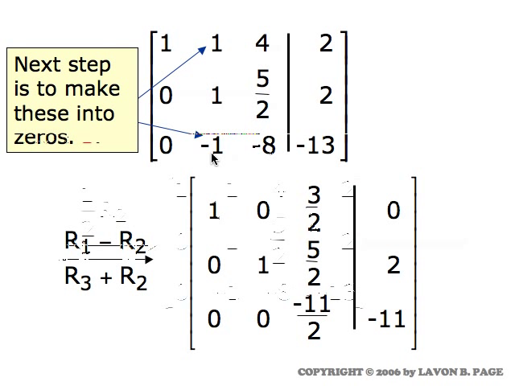This minus 1 we need to turn into a 0, and we do that by getting a new third row as row 3 plus row 2. When we come up here and do row 3 plus row 2, 0 and 0 is 0. Minus 1 and 1 is 0. Minus 8 and 5/2, that's minus 16/2 plus 5/2, which is minus 11/2. And minus 13 plus 2 is minus 11. So we've now finished with the second column. The second column is exactly the way we want it.